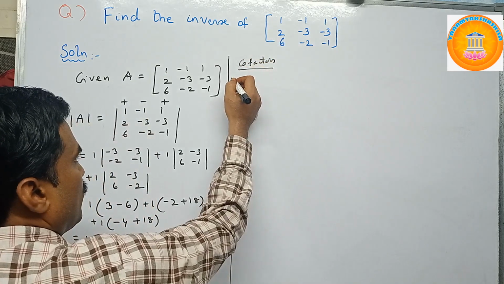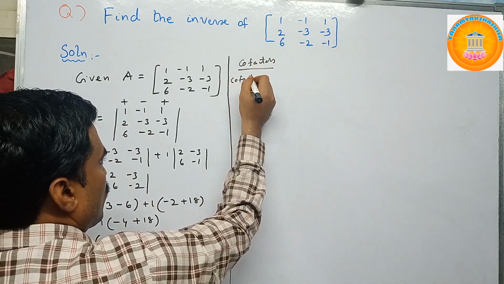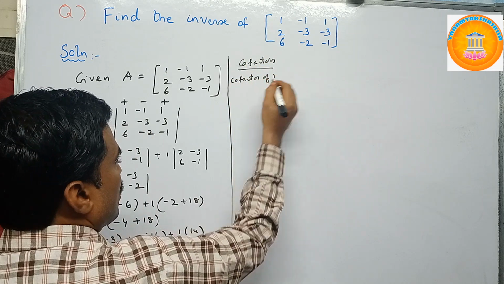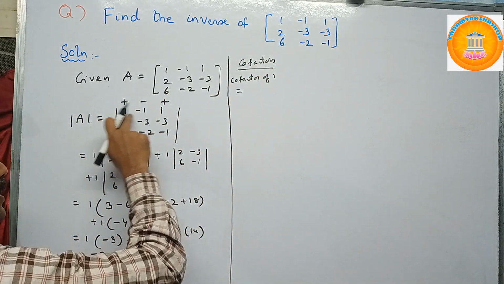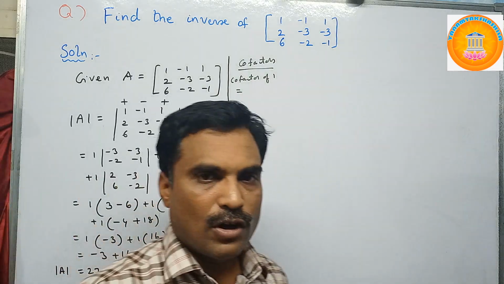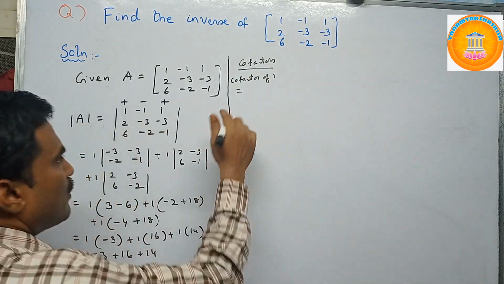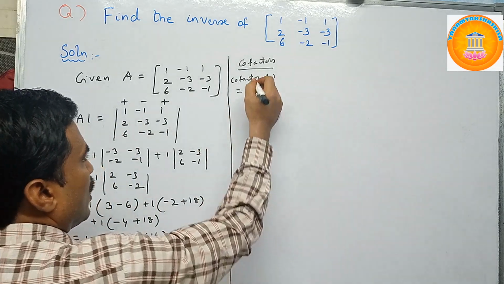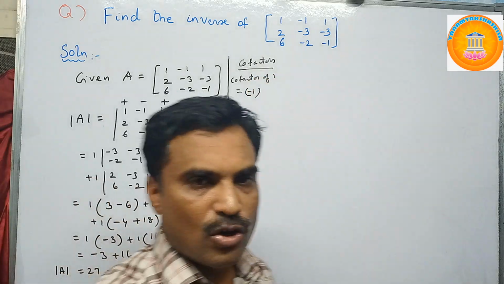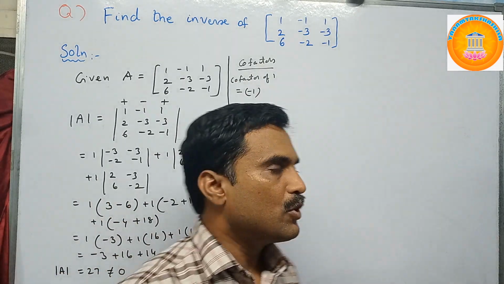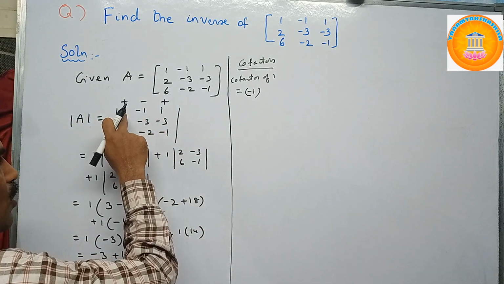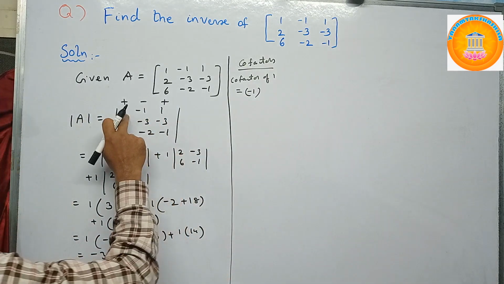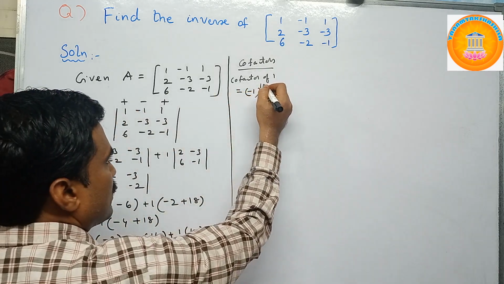So first, the cofactor of 1. Now what is the cofactor of 1? Where is 1 located? It is in the first row and first column. You have to leave those elements. So here the formula is (-1) power i plus j. i means row position, j means column position. So here, since 1 is in the first row and first column, the i value is 1 and the j value is 1. So 1 plus 1.